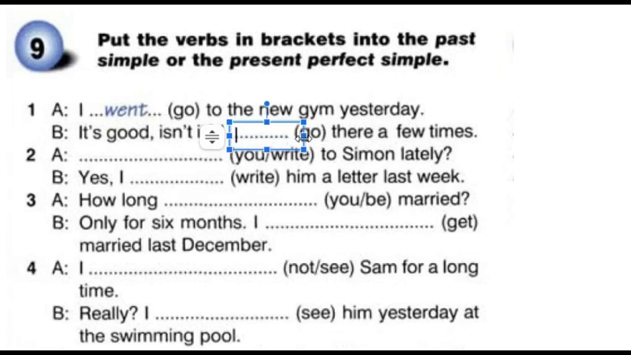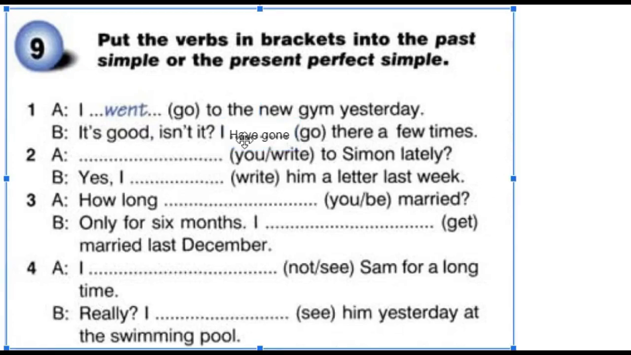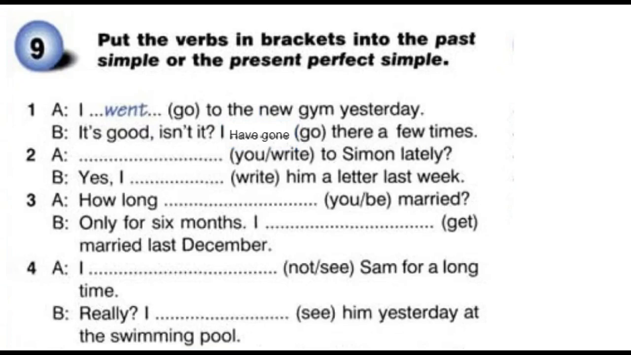Let's try. I have gone to, I have gone there a few times. I've gone there a few times. Present perfect чому? Тому що не вказано коли. Так? Experience, опит. The next one.